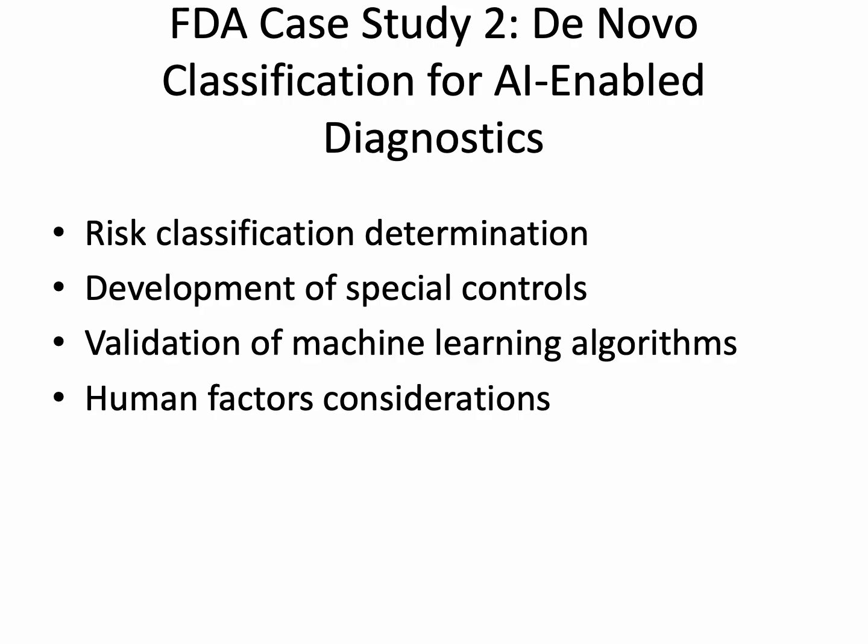This case illustrates the regulatory pathway for an AI-enabled diagnostic software detecting early signs of retinopathy. Because no predicate device existed, the de novo pathway was pursued, requiring the sponsor to establish low to moderate risk classification and propose special controls.